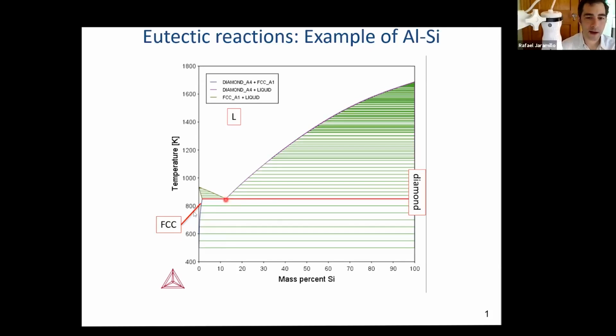This phase diagram has a narrow region of FCC, almost no solubility here of aluminum and silicon. So, the solid solution of aluminum and silicon here in the diamond structure is too narrow to view on this phase diagram. And huge regions here of solid-solid and solid-liquid coexistence.